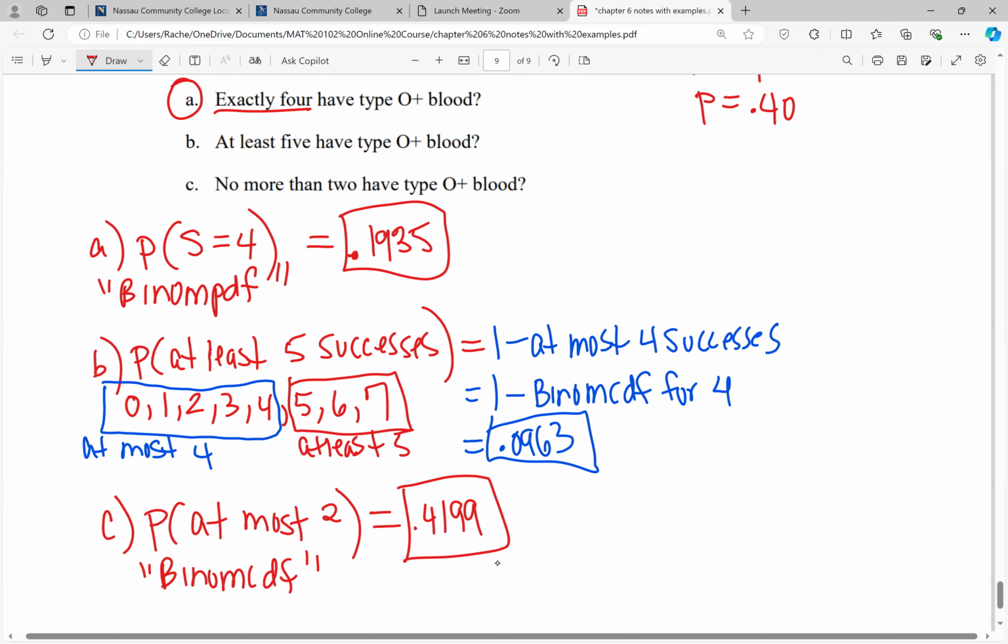So this really wraps up chapter 6. This was the last binomial example that I have. In the next lecture, we're going to start chapter 7.